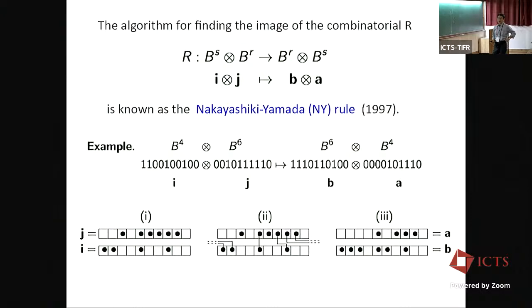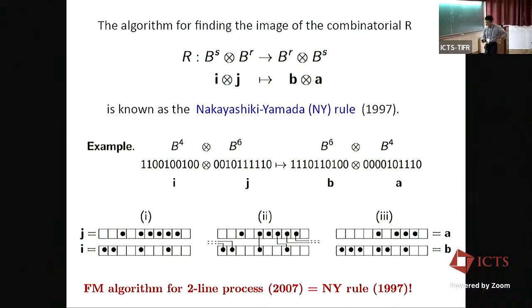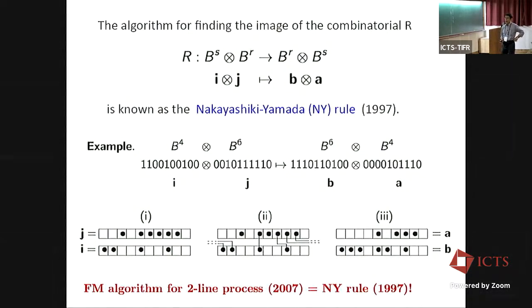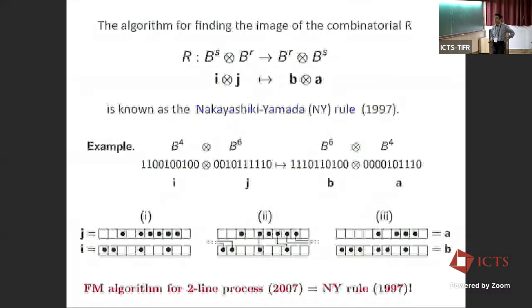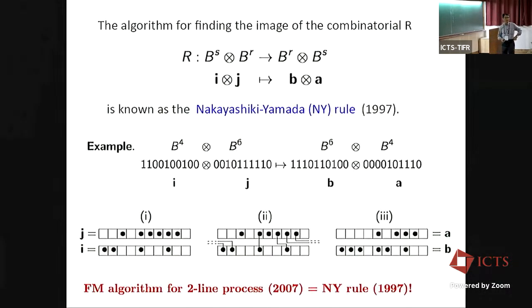So you connect the dots, the closest dots, to the above or right cyclically, and so on. And once this pairing is completed, there are remaining dots here. So you slide them down to get the image. I shifted these dots downstairs and got this one. So A is 0, 0, 0, 0, 1, 0, 1. So that's known as the Nakayashiki-Yamada rule. But as you see, this is nothing but the Ferrari-Martin algorithm I've already explained. So the algorithm, in a sense, was known prior to their introduction by Nakayashiki-Yamada in the last century.